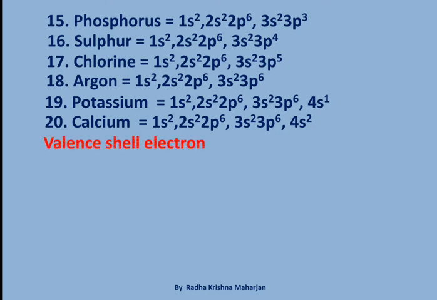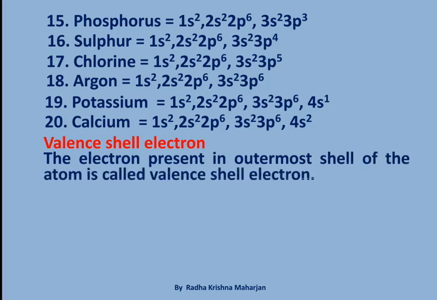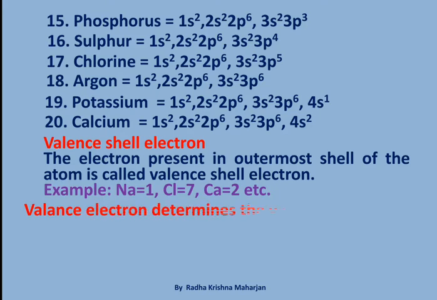Valence shell electron. The electron present in outermost shell of the atom is called valence shell electron. Example: sodium 1, chlorine 7, calcium 2, etc. Valence electron determines the valency of element.